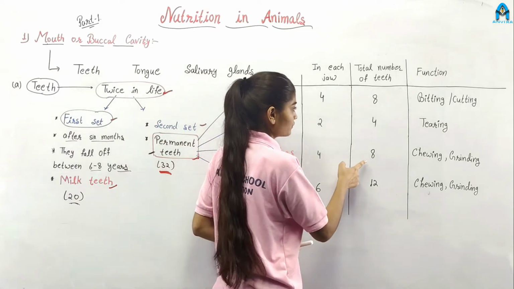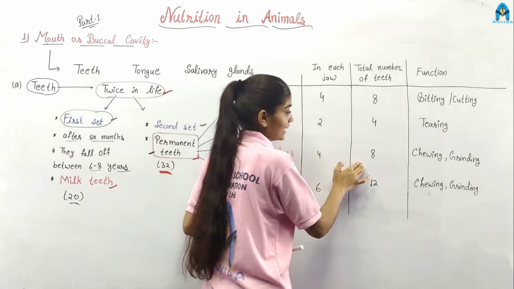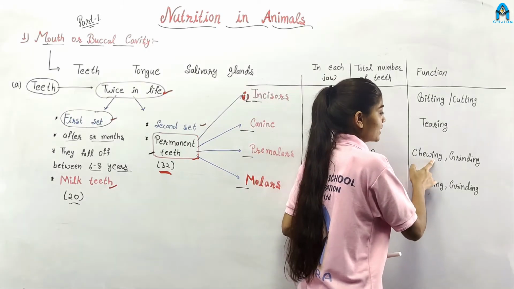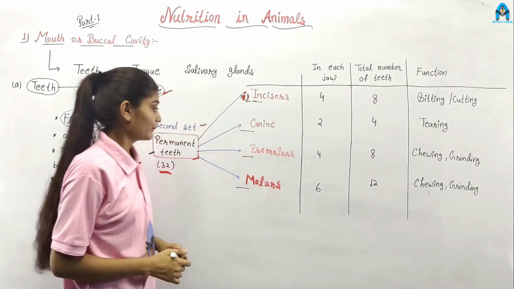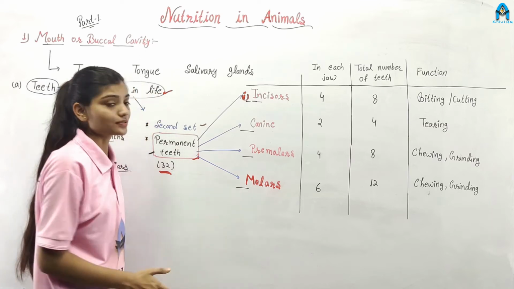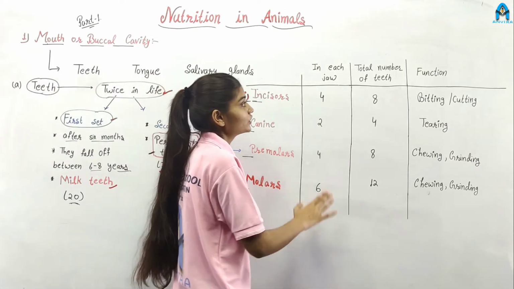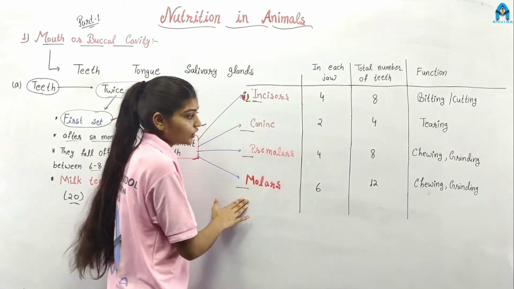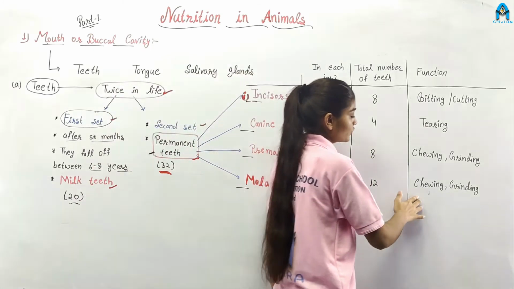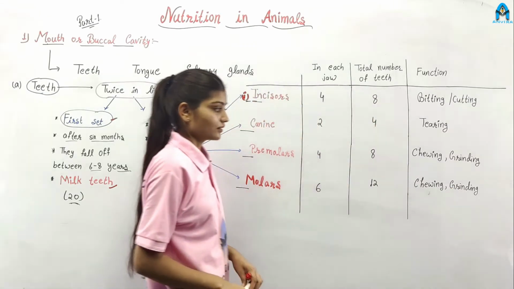The total number of teeth of premolars is 8, and the function of premolars is chewing and grinding. And the last one is molars. The number of molars in each jaw is 6. The total number of molars is 12, and the function of the molars is chewing and grinding.